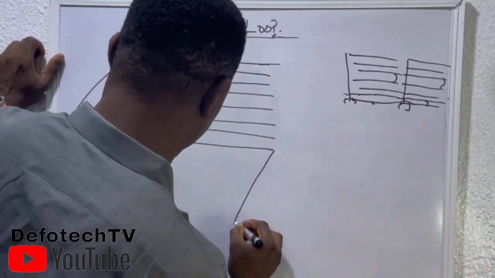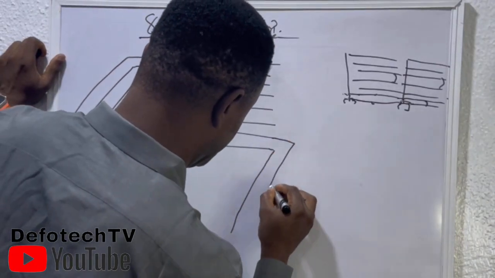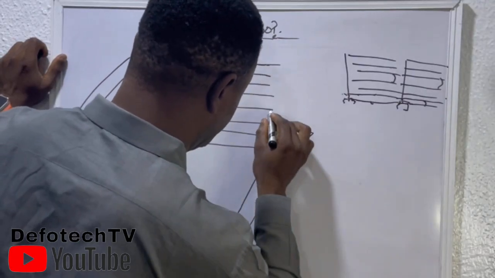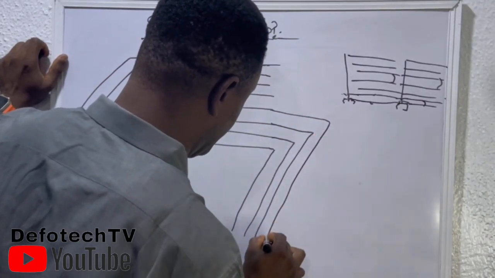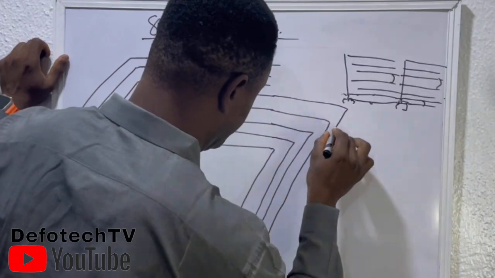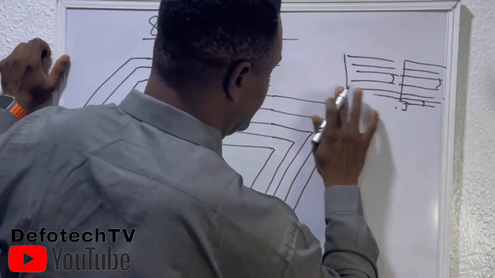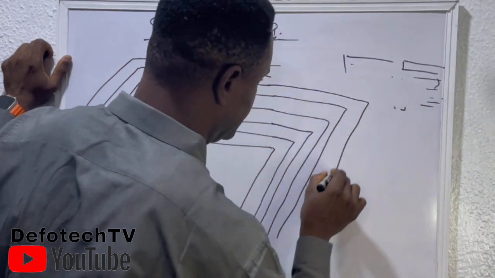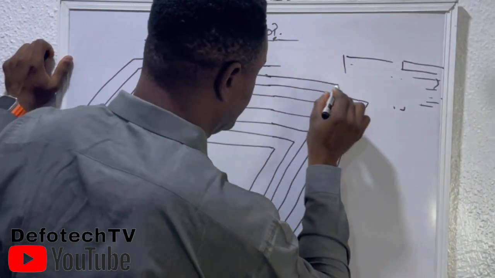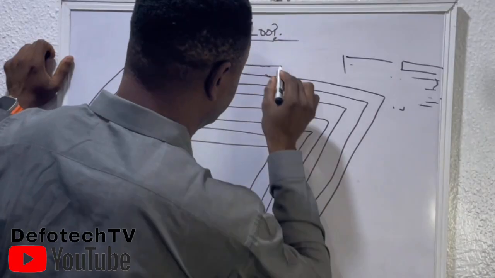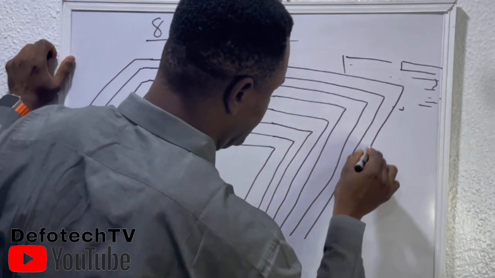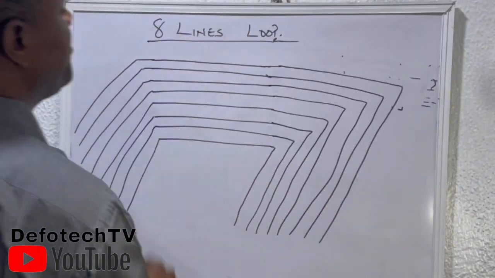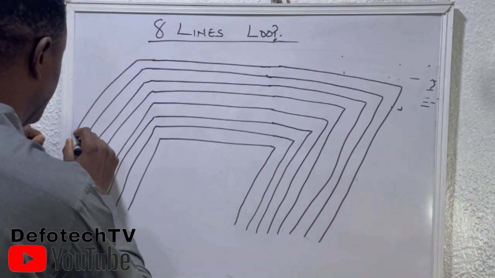Okay, let's assume the fence also came like this. 2, 3, 4, 5, 6, 7, and 8. Let me wipe this out. Okay, let's assume this is the shape of the fence, and it is maybe 8 lines.